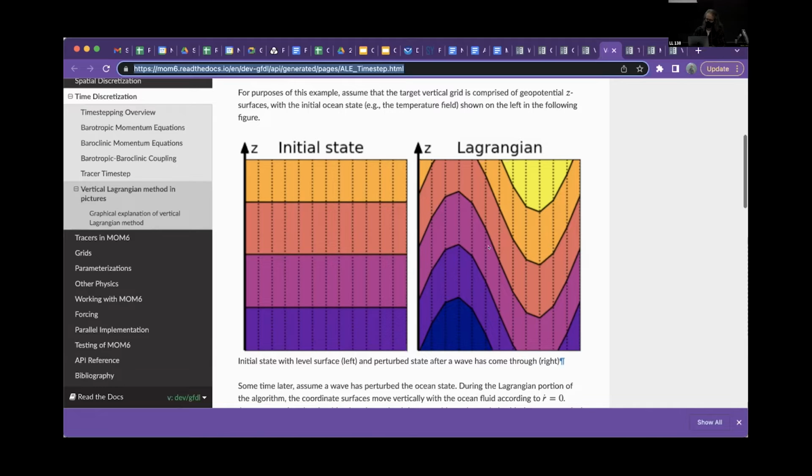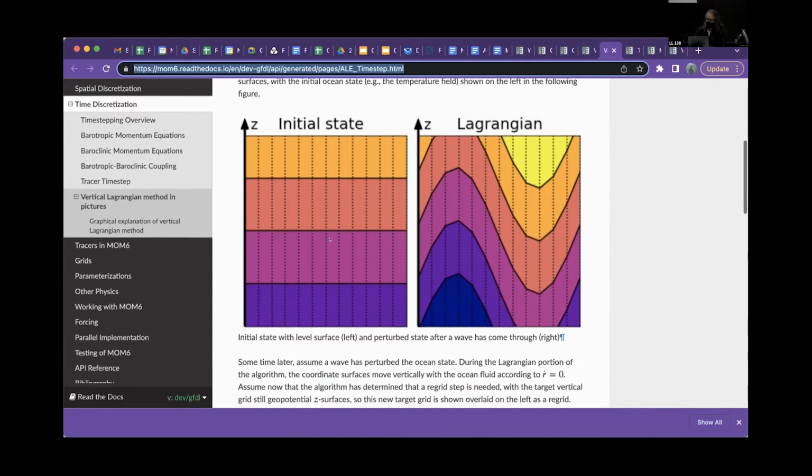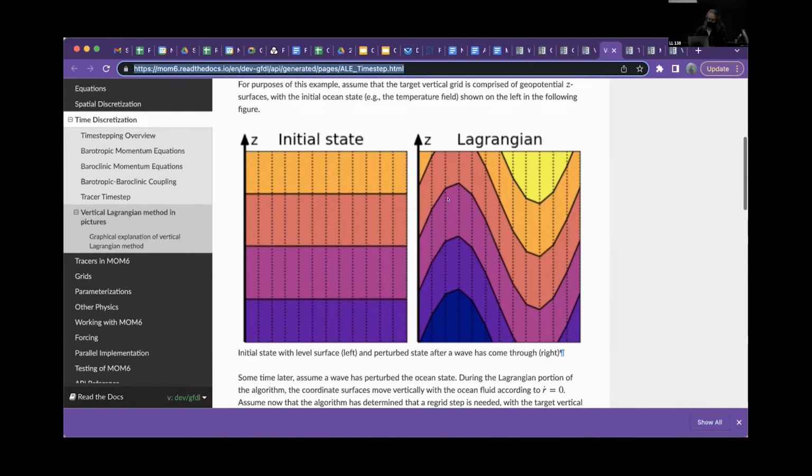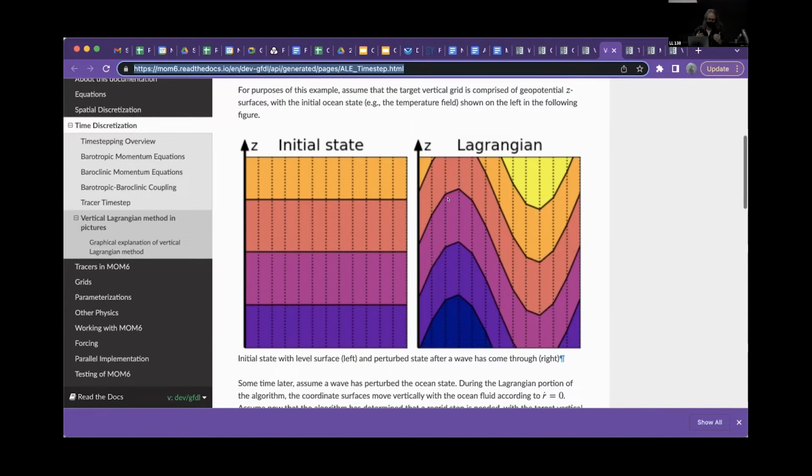So the coordinate surfaces in the adiabatic or Lagrangian part of the algorithm just follow that wave, just like an isopycnal model would. And so these coordinate surfaces, the grid surfaces, are contorted with that wave. The horizontal dotted lines are just fixed. That's the Eulerian part of the model. So it turns out that you can decide how often you want to go from just following the flow to regridding and remapping. That's a choice, but you have to do it frequently enough that your coordinate surfaces don't overturn on themselves.